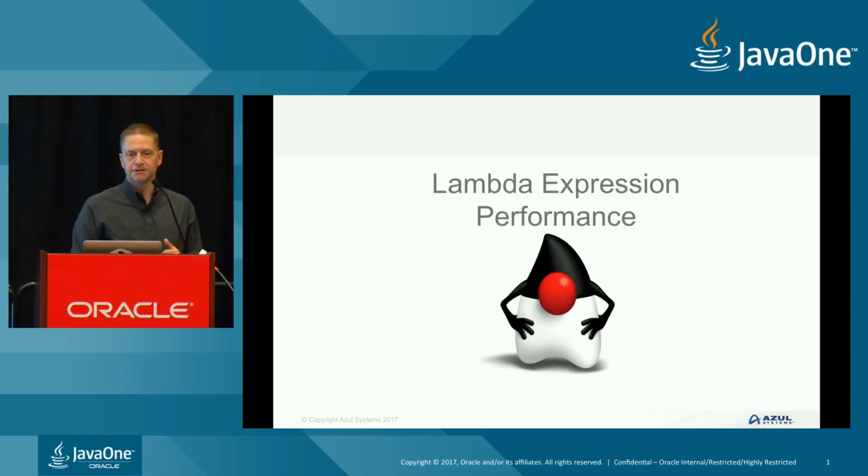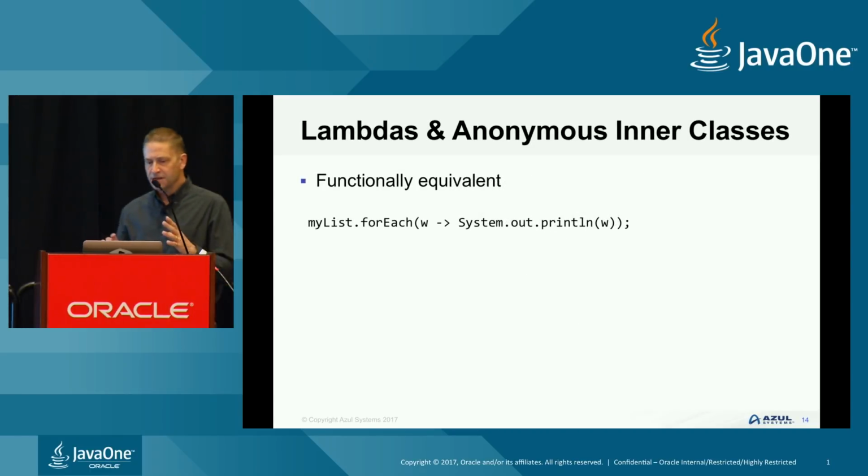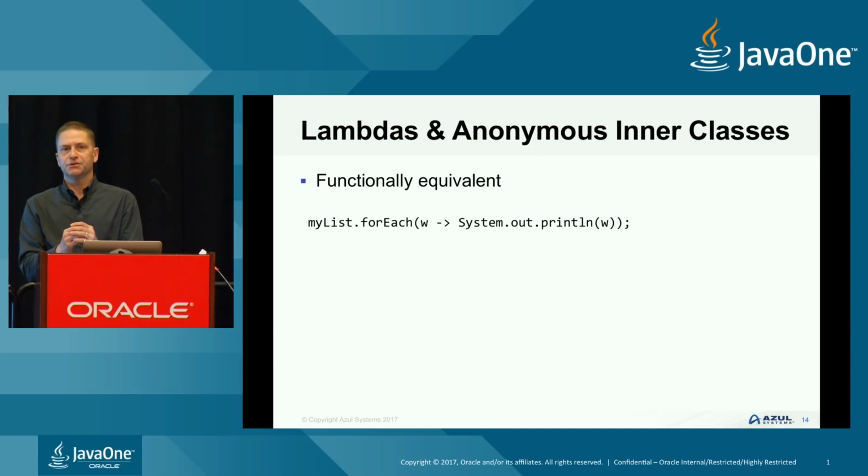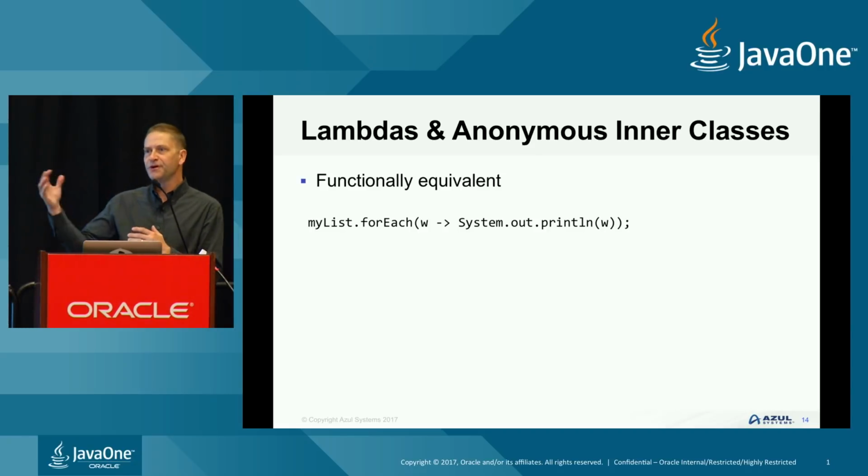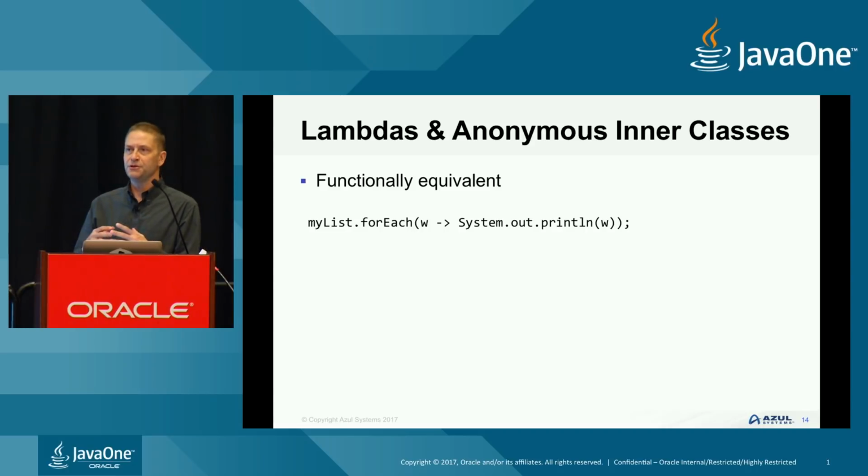Okay, right. So now let's talk about Lambda expression performance, because there are some interesting things to understand about that. The first thing is that, as we've already discussed, there is functional equivalence between the three different ways that we can represent a function in Java. So we could have a Lambda expression like this: I want to say forEach, and then I'm just passing w as the word, for example, and then printing it out. So that's a Lambda expression being used.